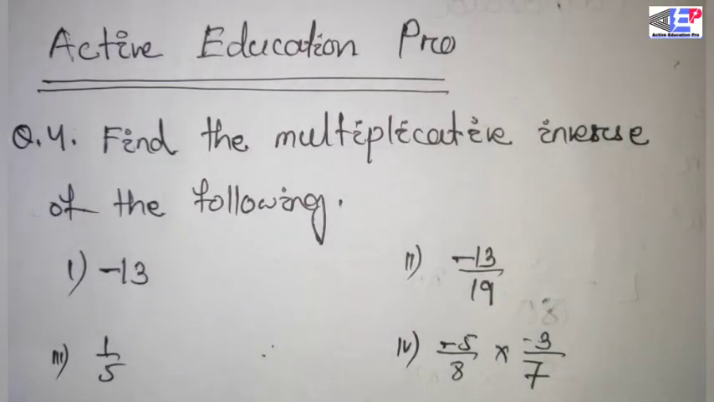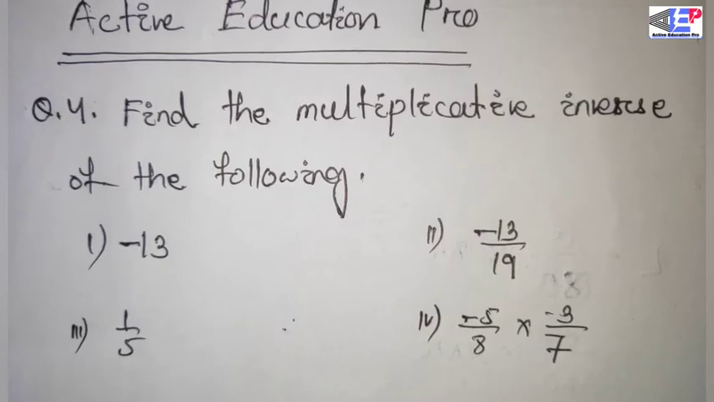Once again I come back with the second video in the series on exercise 1.1 of rational numbers, class 8 mathematics. In my last video we already discussed question numbers 1 to 3 of this exercise 1.1. In this video we are going to solve question number 4 onwards. So watch the entire video clearly and thoroughly, and practice yourself at home.